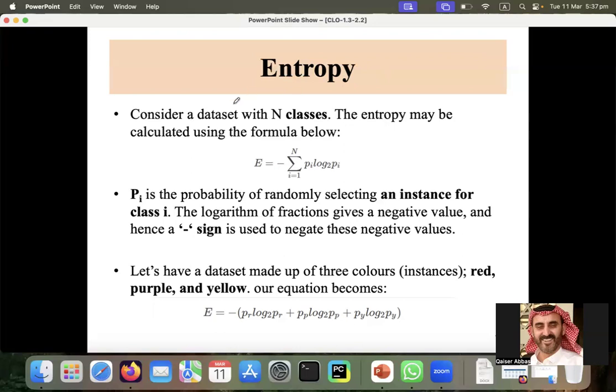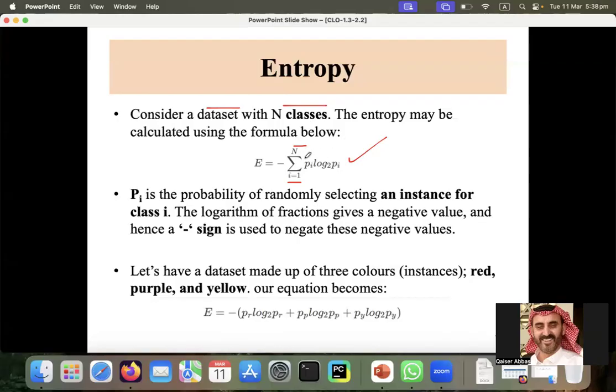So now we suppose a data set that has n classes, n categories. Then we can calculate the entropy for that data set through this equation. What is this equation? E is equal to minus sigma i is equal to 1 to n, where n is the number of classes, of p_i log base 2 p_i. Next time I will just say p_i log p_i. I will not say the base again and again.